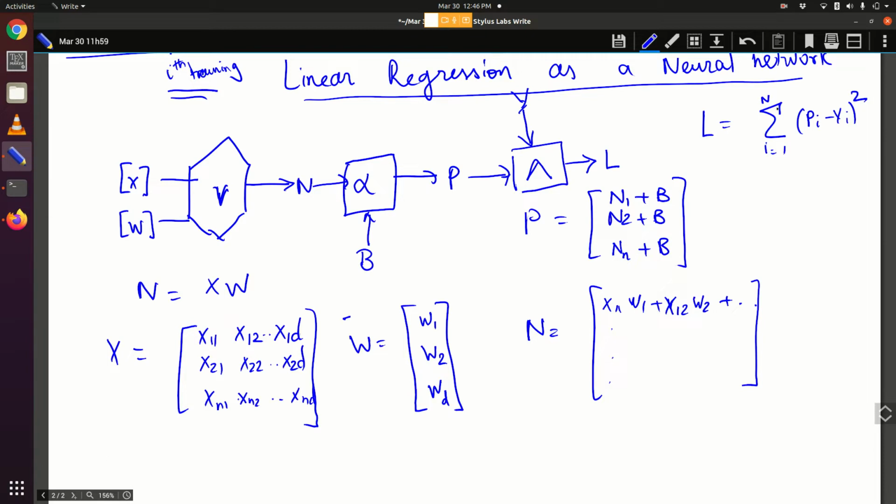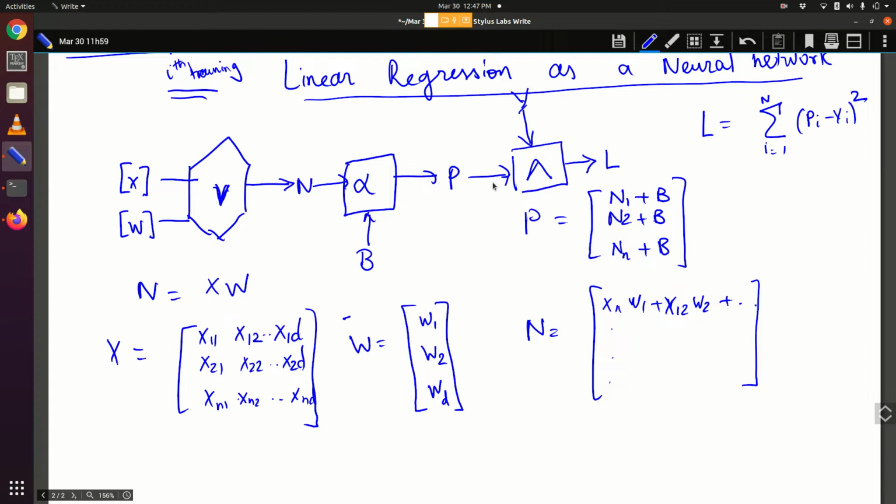Is everybody with me? Are you convinced that it's a simple neural network? Yes? What does V mean? V represents the matrix multiplication. Alpha represents adding bias. This lambda represents computing the loss. Okay.